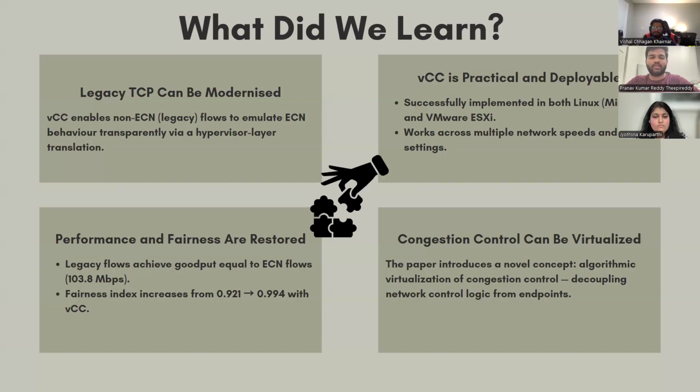Also, the fairness index increases from 0.921 to 0.994 with the VCC. This we also saw in the results using Jain's fairness index, where the fairness index of the non-ECN is 0.921 and the fairness index of VCC is 0.994. So it's thoroughly justified and proved in the paper that the fairness index increases from non-ECN to VCC.